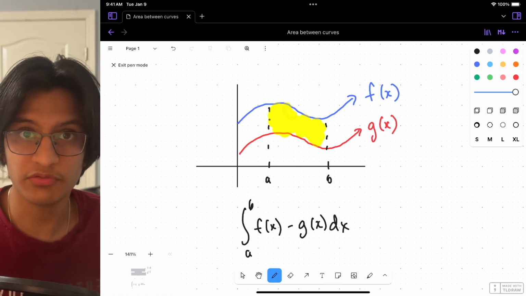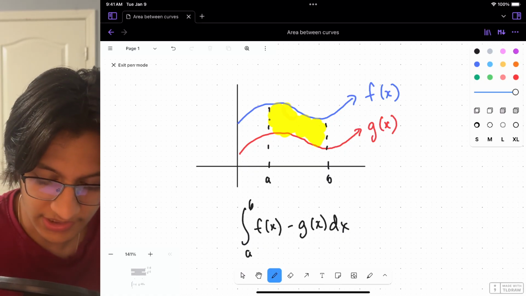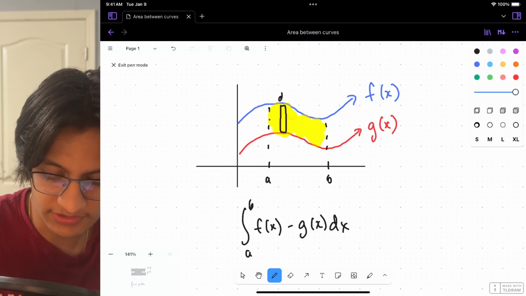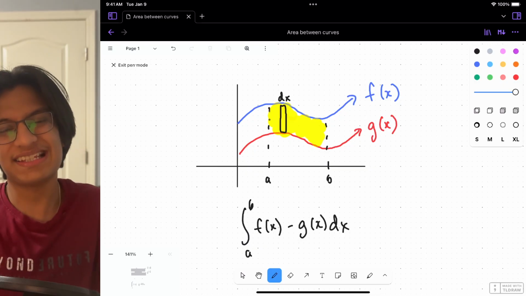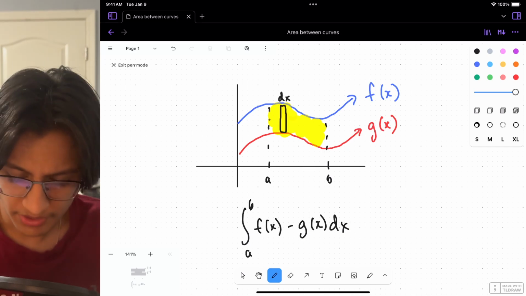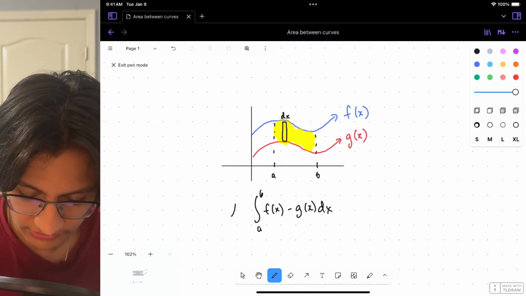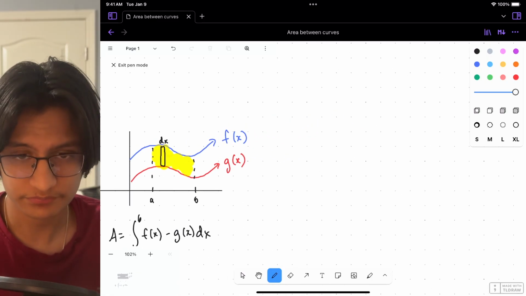Now this is assuming that we are making vertical rectangles, because remember, integration is just a Riemann sum. We're making a tiny sliver of rectangles, kind of like this. Just say this is dx. But yeah, we're making a tiny sliver of these rectangles, and we're summing them all up. This is area, right?